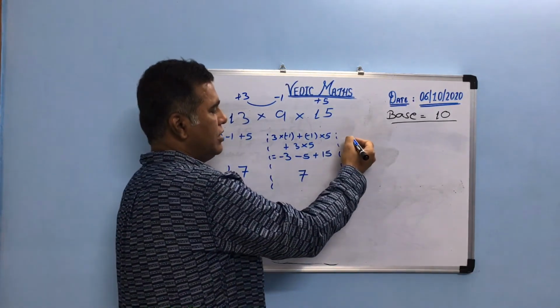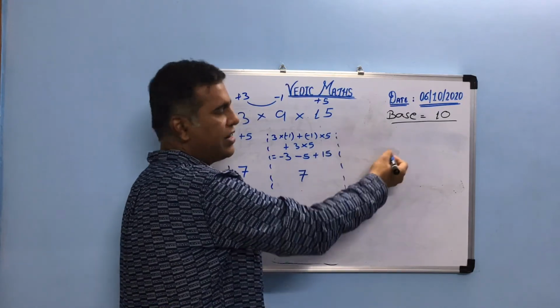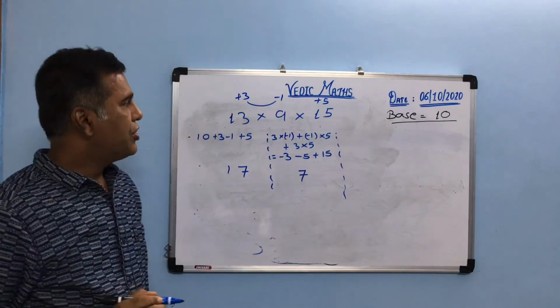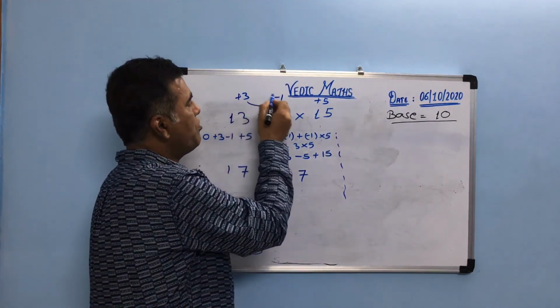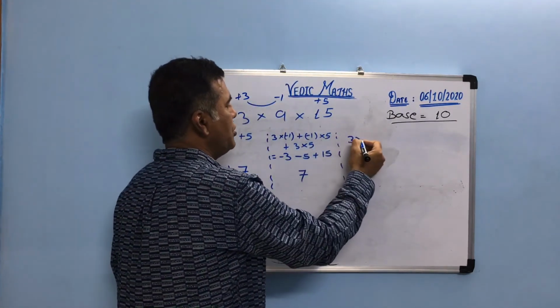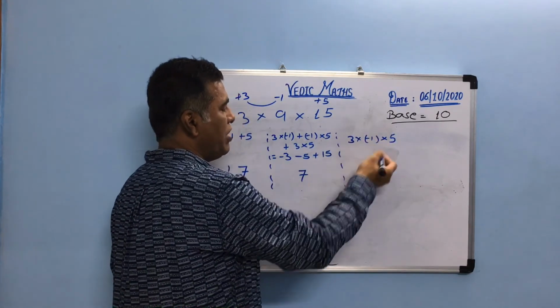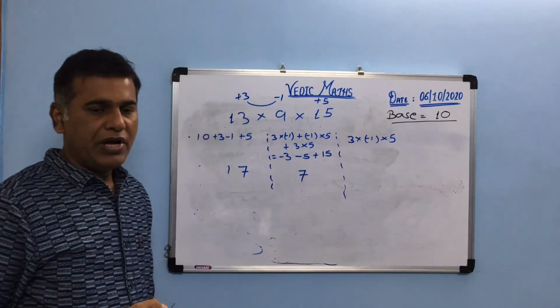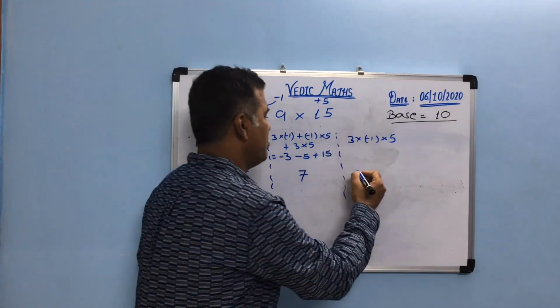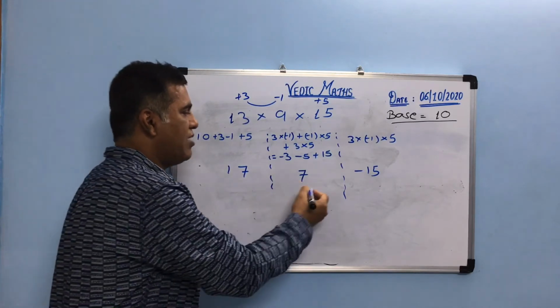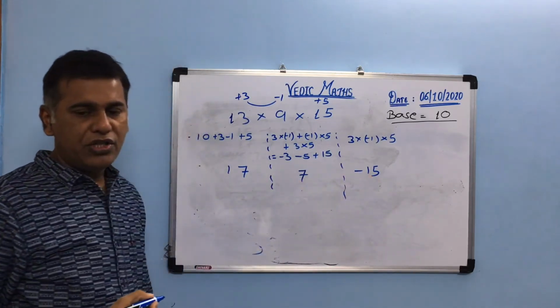Then for the last column, the right hand side column, what will I take? The product of the differences. 3 into minus 1 into 5. 3 into minus 1 is minus 3. Minus 3 into 5 is minus 15. So in this way I am getting 3 numbers in 3 columns.